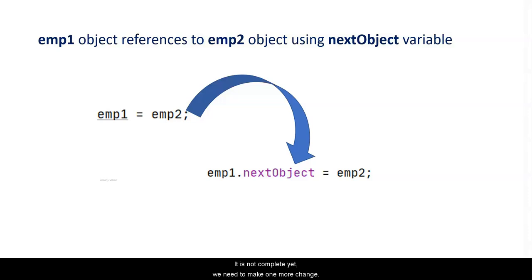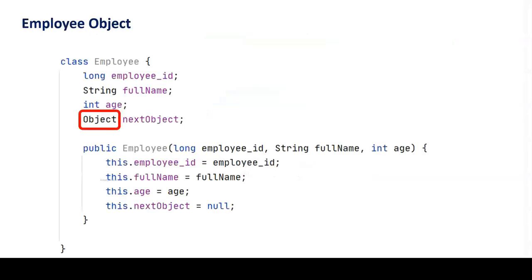It is not complete yet. We need to make one more change. Remember the type of the next variable? What is the type? It is Object. Highlighted here. Do we know the type of variables that are assigned to this nextObject variable? Of course, we know the type of emp2. It is Employee type.